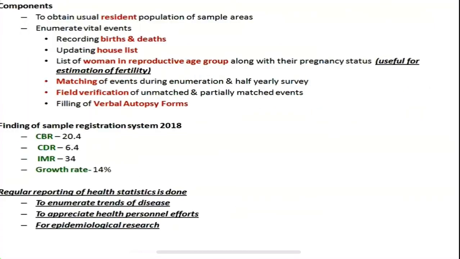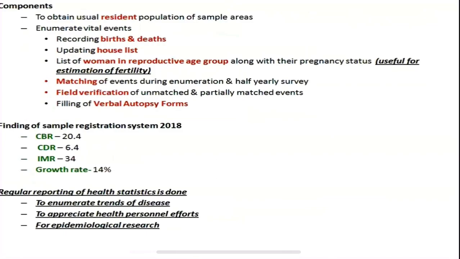What are the components of this sample registration system? It is to obtain the resident population of the sample area. So we get to know the resident population, about the inhabitants of that area. We also enumerate the vital events like the birth rate, death rate, and we update the house list. So we see that after 6 months, if any houses are added, or new inhabitants are seen in that particular area, we update the house list, the list of the women in the reproductive age group in that particular locality, along with their pregnancy status. It is useful for the estimation of fertility.